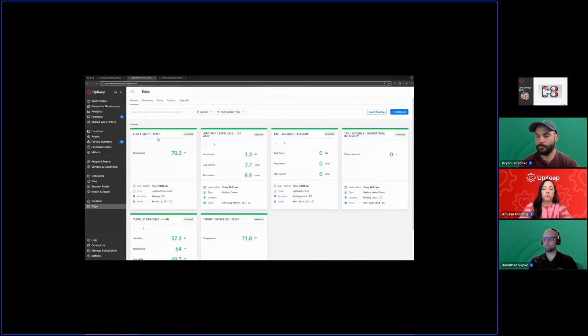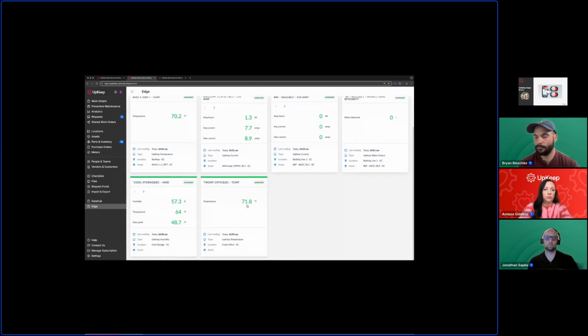What you're seeing right now are sensors. All of these different squares are a representation of a sensor. So we have temperature, current, water detection or the presence of water, a humidity sensor, and another temperature sensor. We do also offer vibration sensors. So temperature, current, vibration, humidity, and the presence of water.